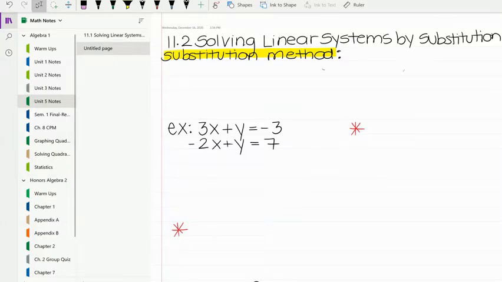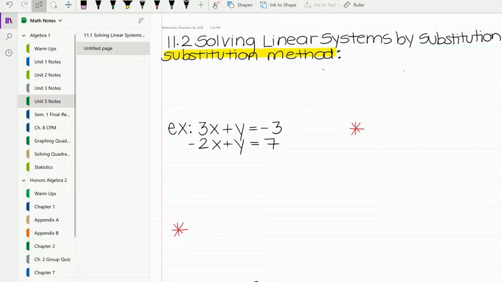Okay, so we are now moving on to section 11.2, which is solving linear systems by substitution. Just as a reminder, when we solve systems of equations, we are trying to figure out where the graphs, in this case the lines, intersect. So far we've done solving by graphing. That's done by graphing the equations and then figuring out that ordered pair where they intersect, if they do.